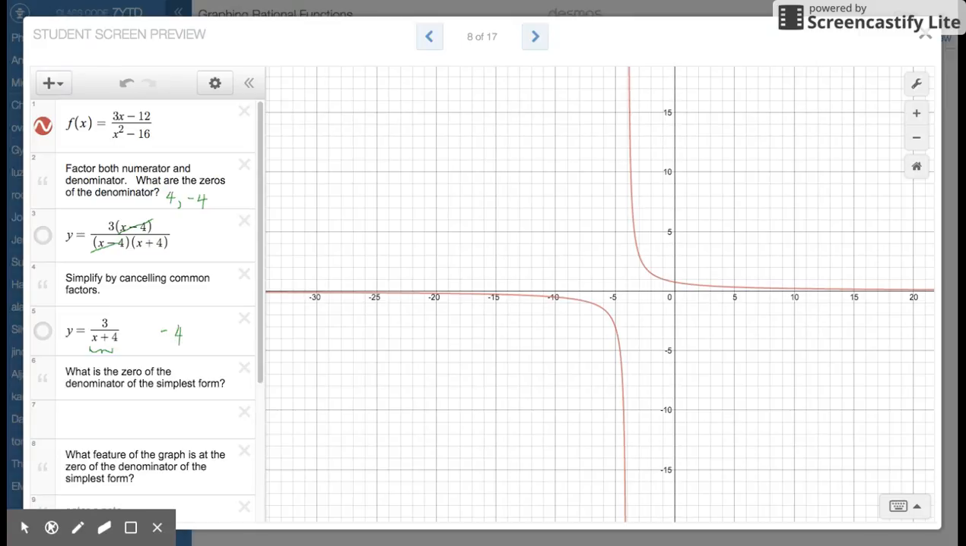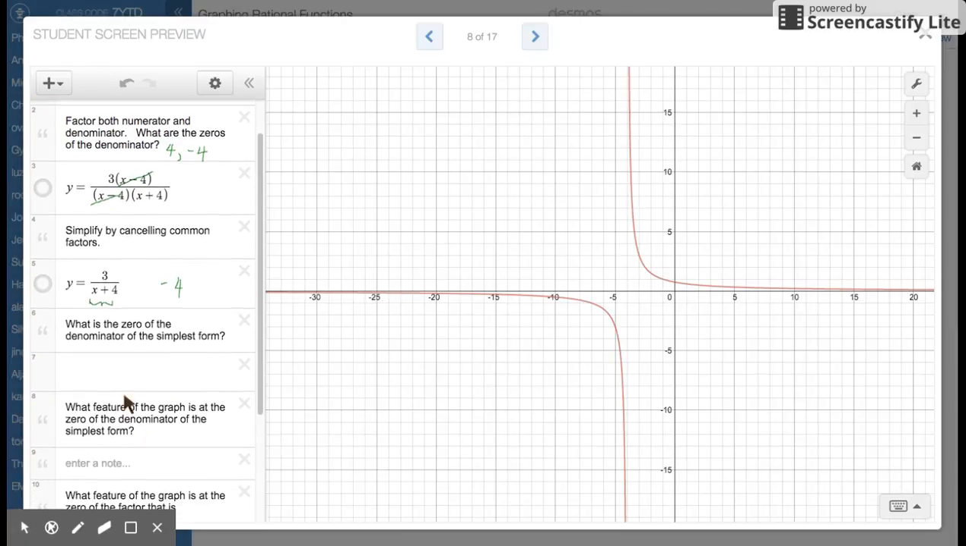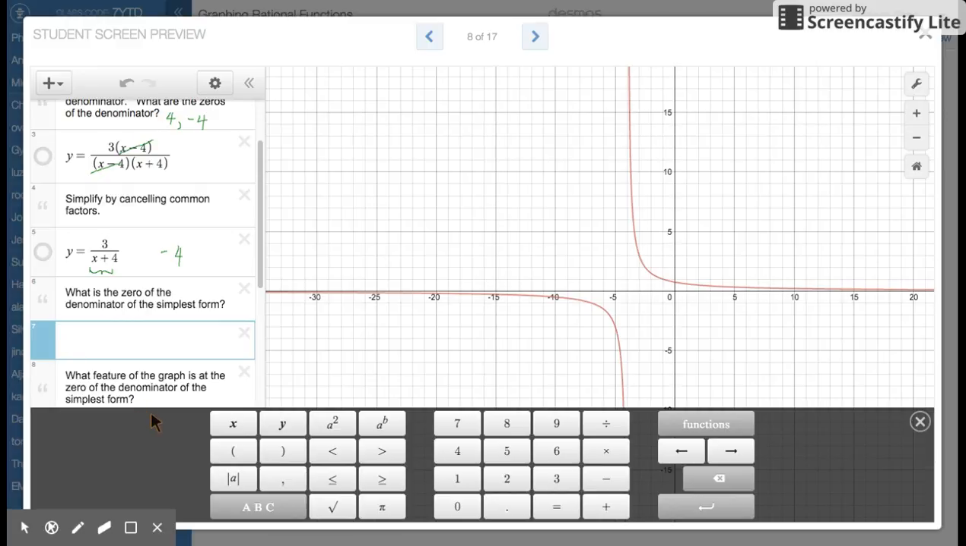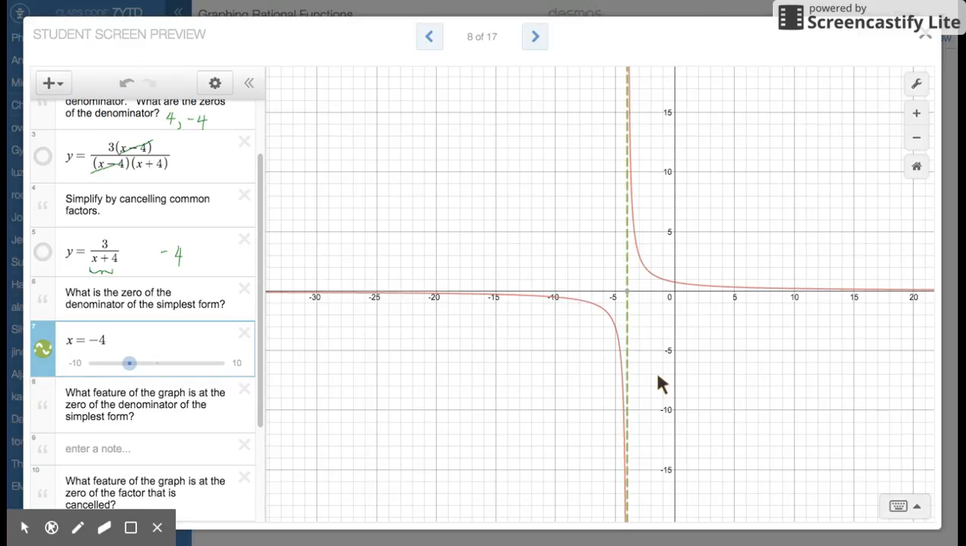Now, what feature of the graph is at the zero of the denominator of the simplest form? Let's find out what is at x equals negative 4. That's the zero of the denominator of the simplest form. So let's put here x equals negative 4. And we notice that this line is the vertical asymptote. So at x equals negative 4, the graph has its vertical asymptote.